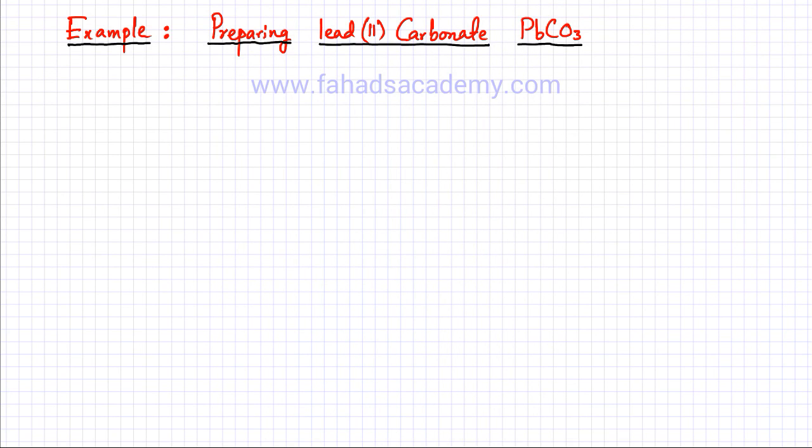In this example, we're going to try and prepare lead carbonate using ionic precipitation. So it's an example of ionic precipitation, which would be used when your salt or your product is insoluble. So lead carbonate is insoluble. So we're going to come up with two reactants. We want to make lead carbonate. So we have PbCO3, and PbCO3 is insoluble. Now to prepare PbCO3, we would need two reactants.